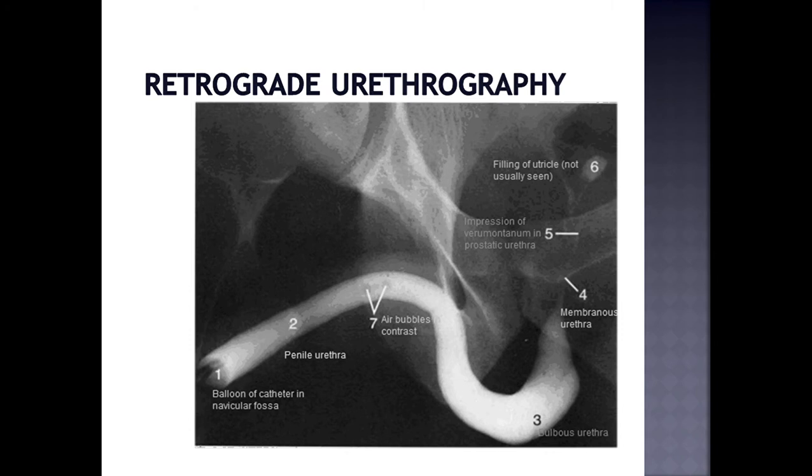So this is how the film of RGU after contrast injection will look. This is the balloon of the Foley's catheter in the navicular fossa. This is the portion of the penile urethra.